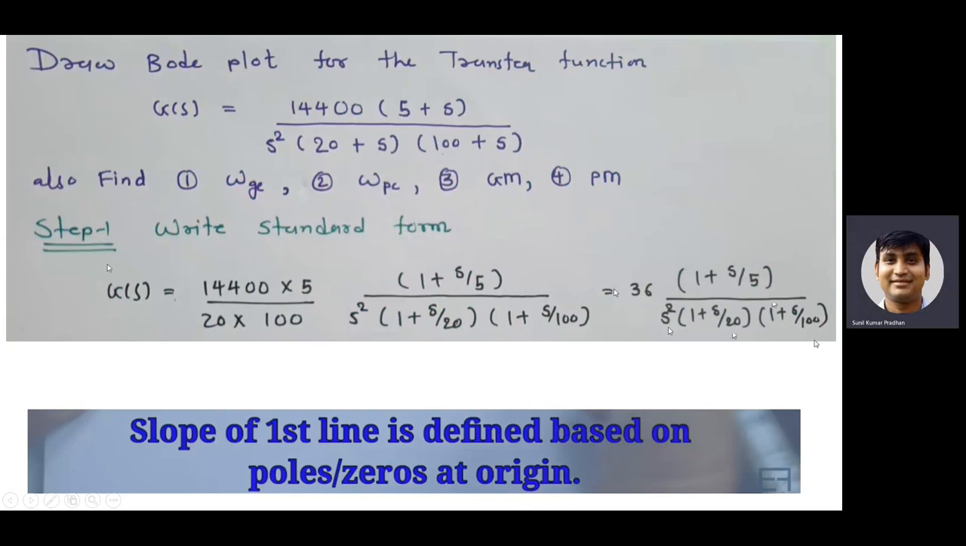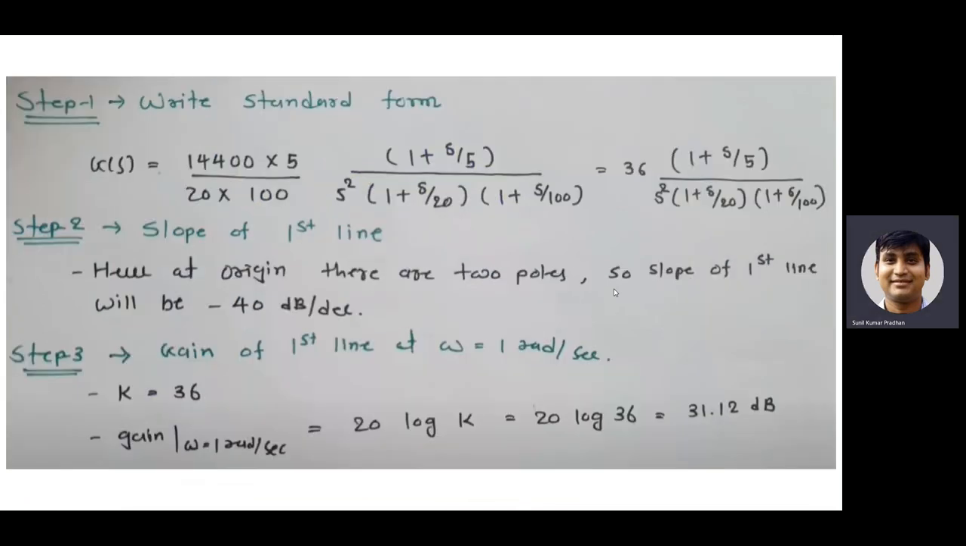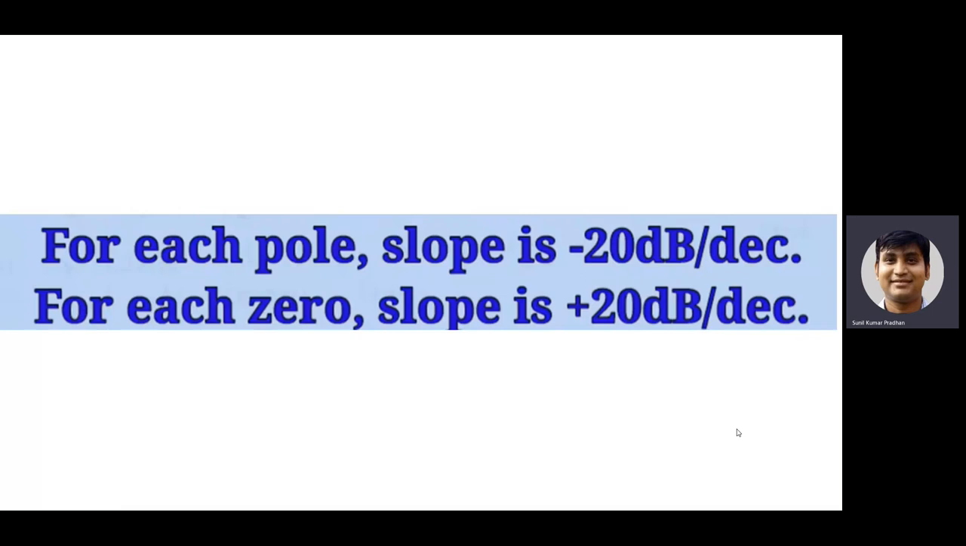Now, next is to find the slope of the first line. As you can see here, there is an s square term, and s square means there are two poles. Two poles means, as I said, the slope will be minus 40 dB per decade. Then, what is the gain at 1 radian per second? This constant is nothing but K, so K is equal to 36. The gain at omega equal to 1 radian per second is 20 log K, and 20 log 36 comes out as 31.12 decibel. Then, as I said, for each pole the slope is minus 20 dB per decade, and for each zero the slope is plus 20 dB per decade.